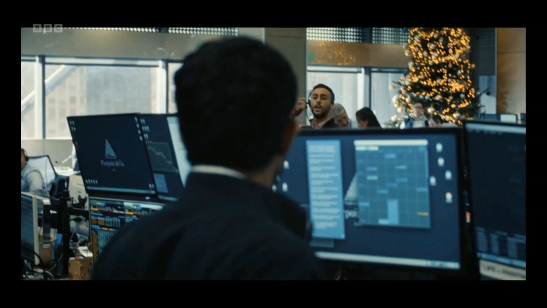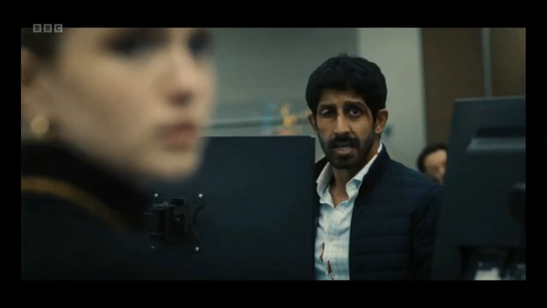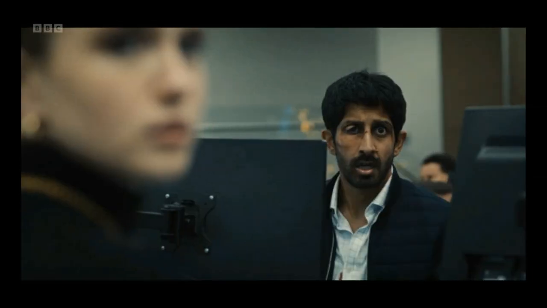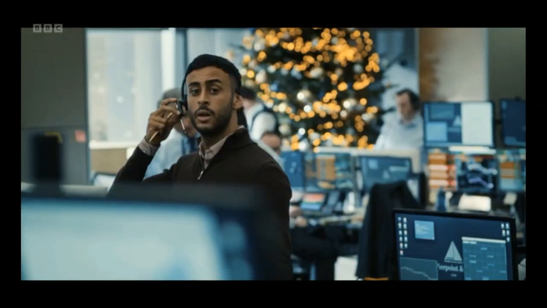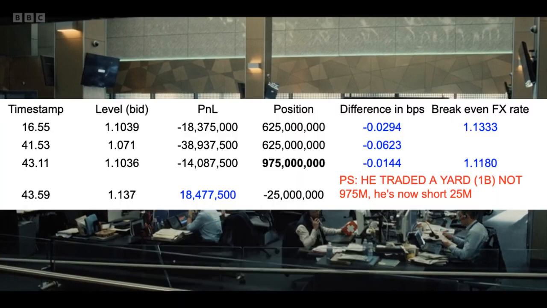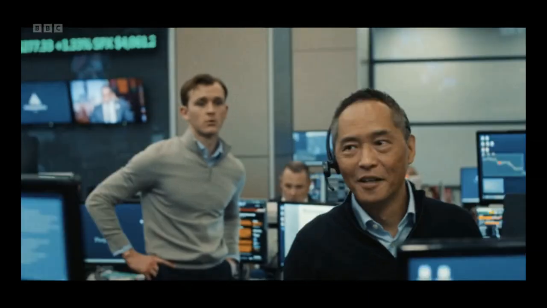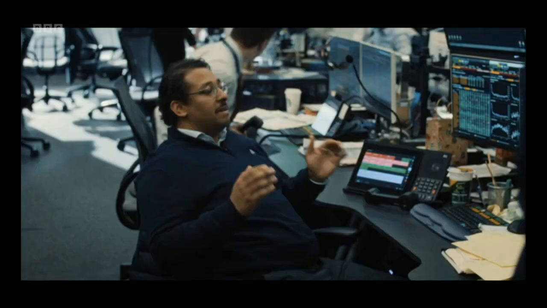"What's your offer on a yard sterling?" "70. 70." "Mine." And bam, he's executed at 113.17. If we look at the P&L, we are indeed making over 7 million from the 150 million, making almost 9 million from the 200, and the residual from the position that you had initially. We've made 18 million across our book.